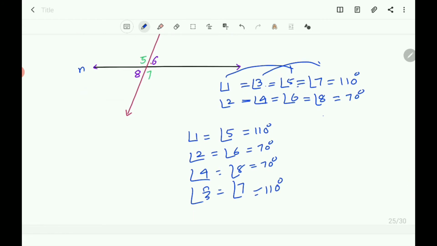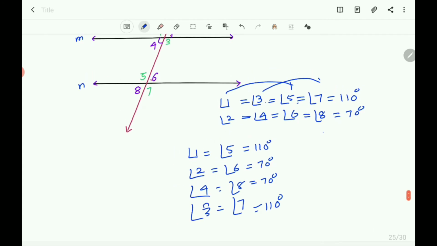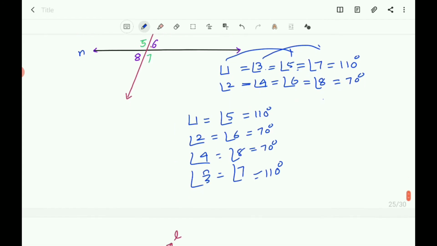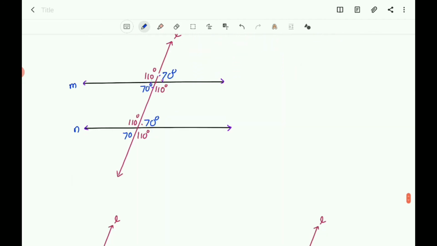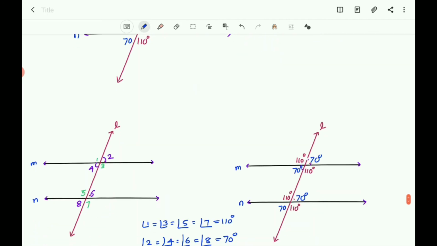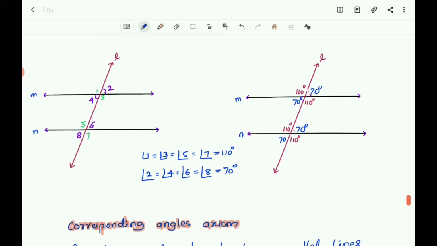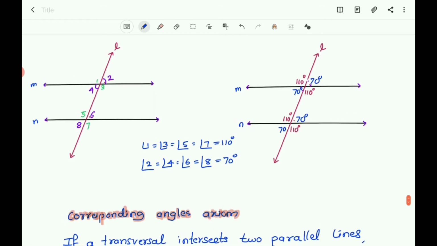In this way, what can you conclude here? When a transversal intersects parallel lines, the pairs of corresponding angles are equal.